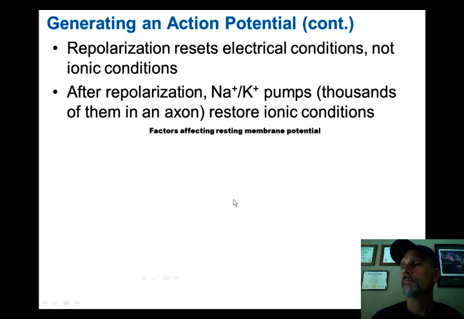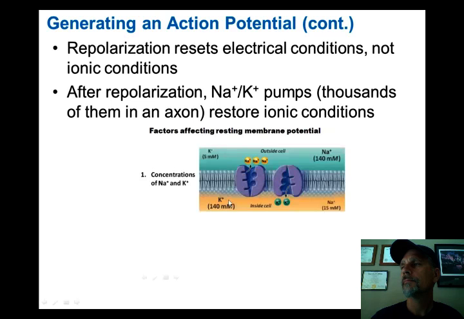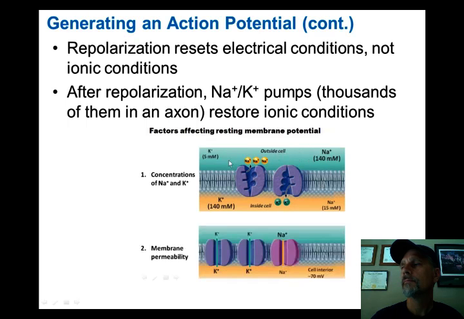The resting membrane potential is primarily due to two factors. First, there are different concentrations of sodium and potassium ions both inside and outside the cell. Second, the membrane is more permeable to potassium ions than to sodium ions. We'll examine each of these factors separately and then show how they work together to generate the resting membrane potential.